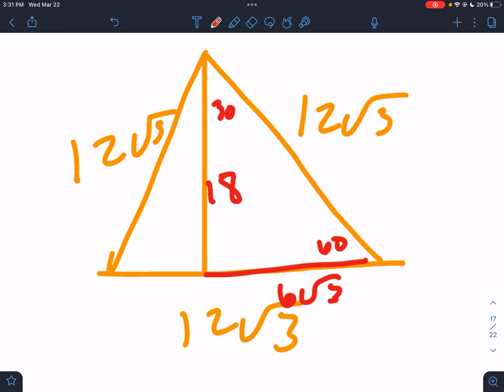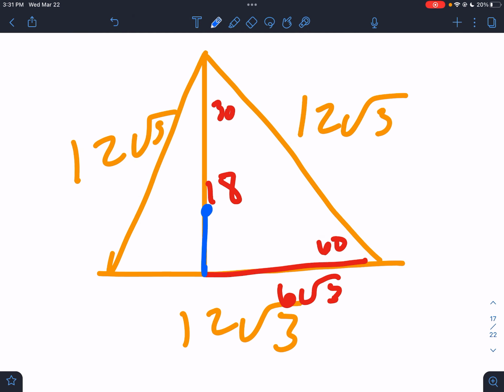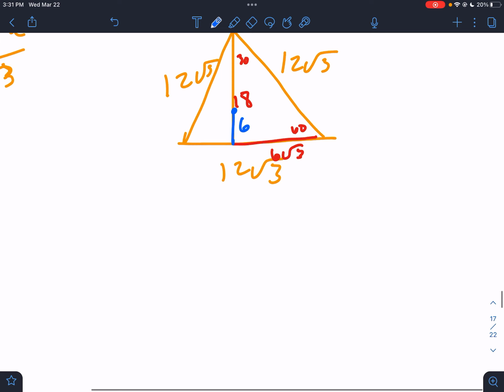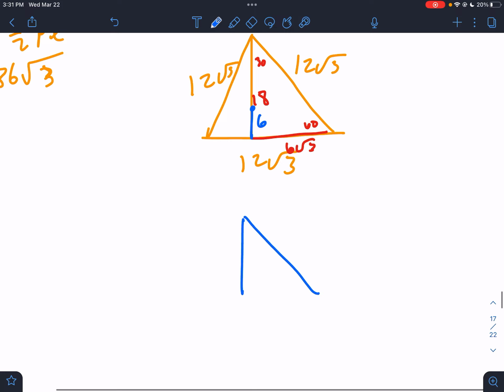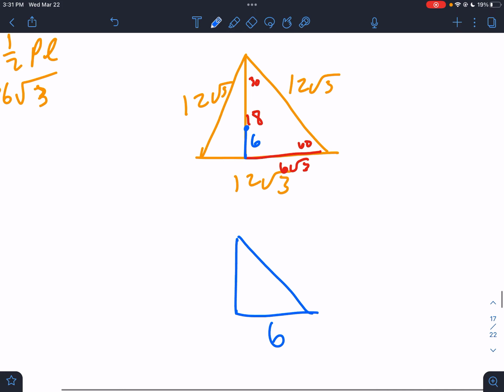So that's 18, but I don't want that. I want this, the apothem, which if you remember from first semester is cut 1/3, 2/3. The apothem is going to be 6. Then I need a brand new triangle where the apothem is 6 and the height of the pyramid is 8.